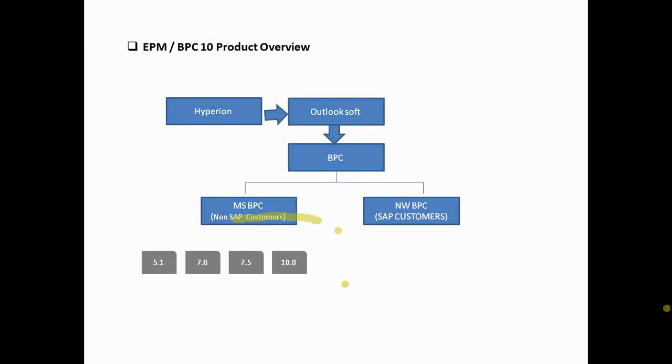In Microsoft BPC, the first version is 5.1, and after that they moved to 7.4, and currently it is version 10. Whereas for Network BPC, there is no 5.1. Network BPC started with 7.0 and 7.5, and currently it's 10.8. So this is about the product overview.